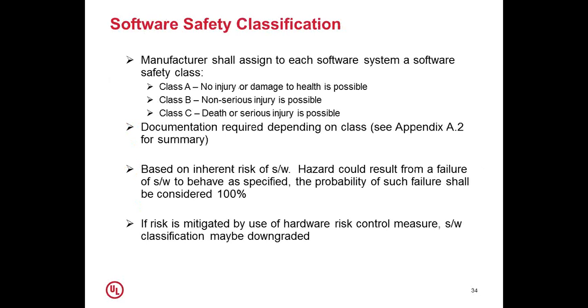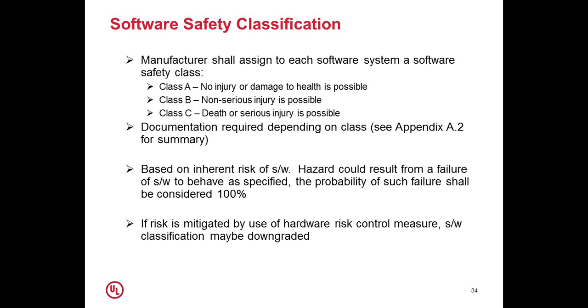Next, this is the last topic, which is software safety classification. The manufacturer shall assign to each of the software systems a safety class. So this is very important, and if you look at 62304, the requirements of documentation, requirements of the process depend upon the safety class. So for example, class A is where no injury or damage to health is possible.